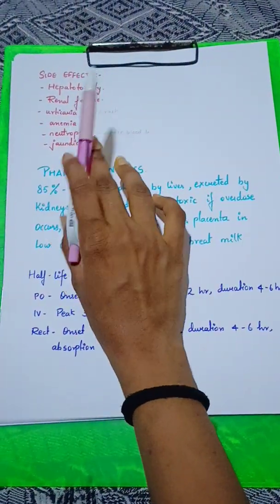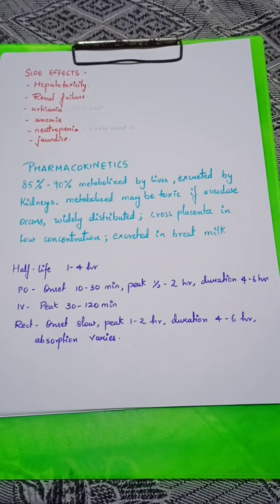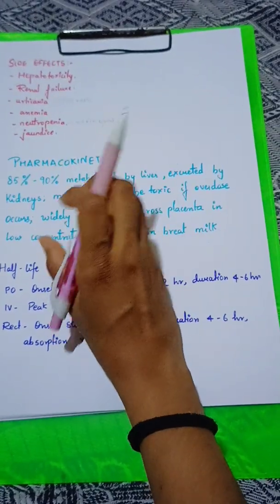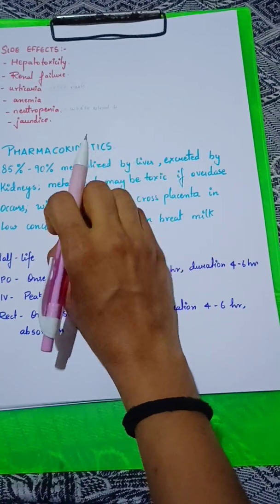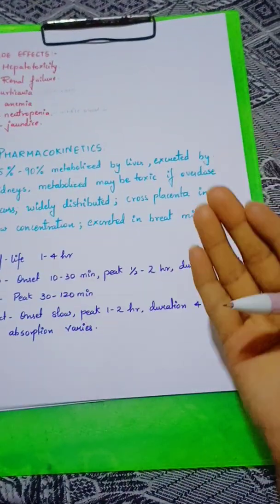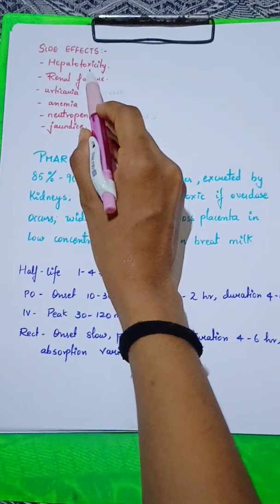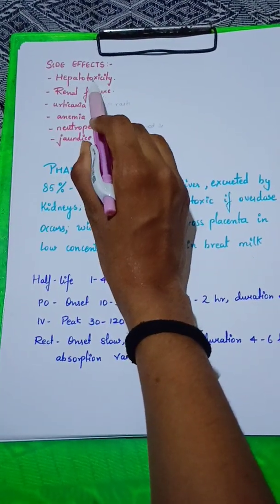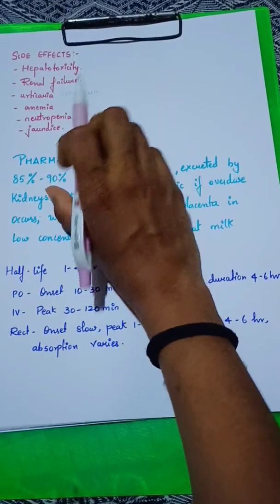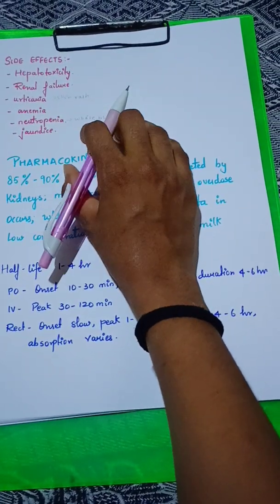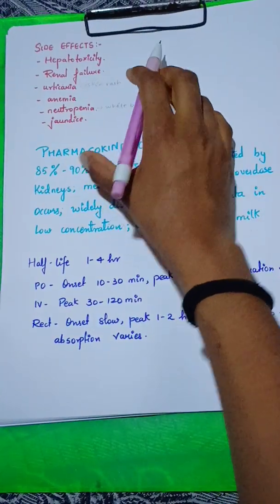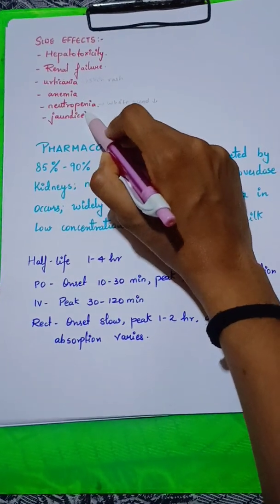Coming to the dose part, which I have not written on the page, it is available in the form of suppository, soft chew tablet, oral, and even IV. It is also in liquid form and oral drop form. So guys, the side effects of acetaminophen are hepatotoxicity, renal failure, and urticaria, where if the person taking it has some allergy or it does not suit him, he will have rashes on the skin, anemia, neutropenia, and jaundice.